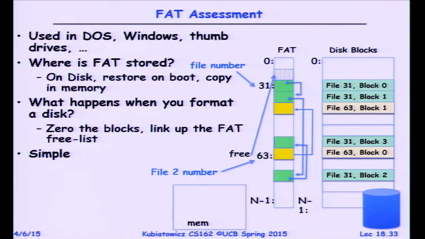So this was used in DOS, Windows, thumb drives, pretty much everything. Where's the FAT stored? Basically on disk, in a well-defined place at the beginning of the disk. When you format the disk, you basically zero all the blocks and link up the FAT and a free list and so on, and you're good to go. Very simple.